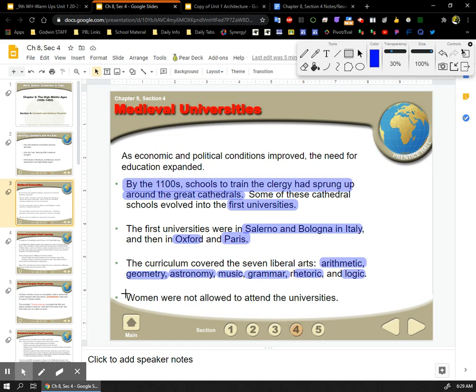Ladies, I really wish that this was a different time, but you were not allowed to attend the universities at this moment. It was for men only at this point in time. Obviously, that is going to be a common theme throughout history for the first several units that we talk about here. But that's not to say that women couldn't do it. They just were not allowed at the time.